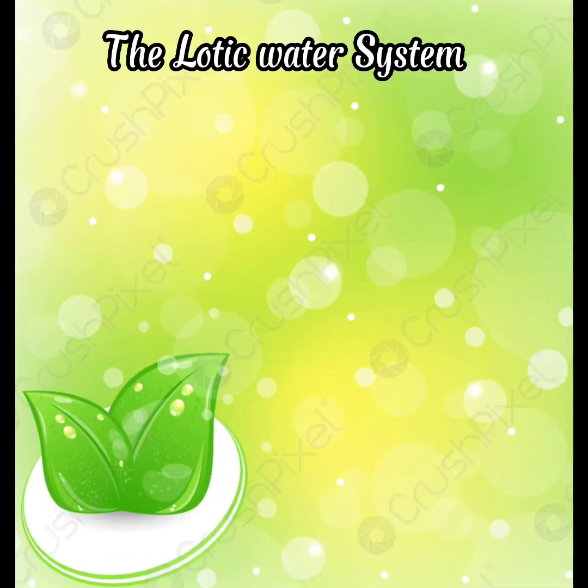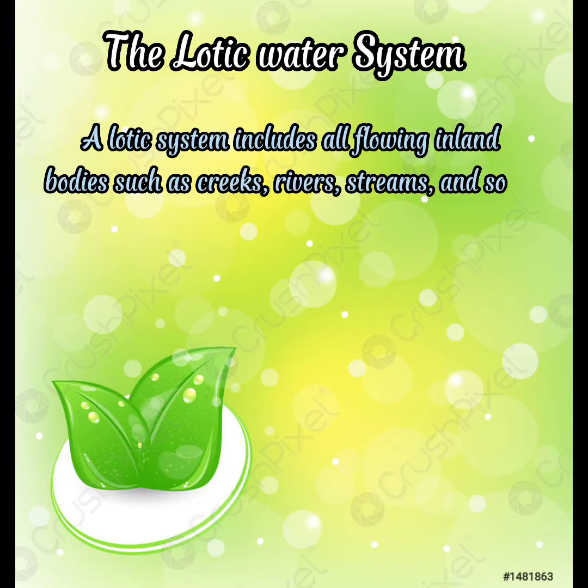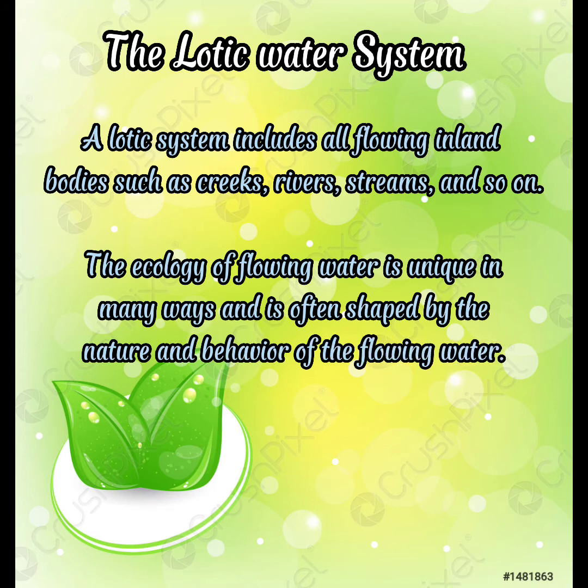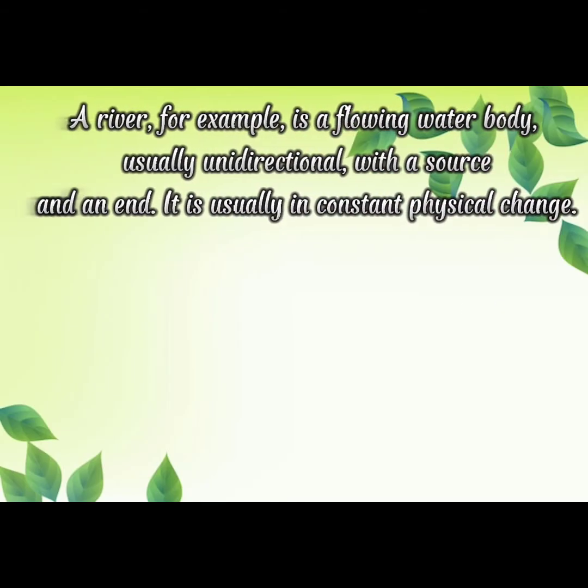The Lotic water system. A Lotic system includes all flowing inland bodies such as creeks, rivers, streams, and so on. The ecology of flowing water is unique in many ways, and it's often shaped by the nature and behavior of the flowing water. A river, for example, is a flowing water body, usually unidirectional with a source and an end. It is usually in constant physical change.